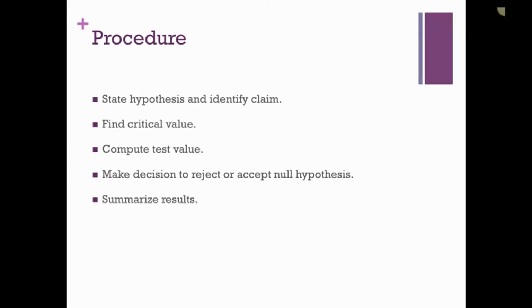So here's your procedure, a little bit simpler. The first thing you've got to do is state your hypothesis and identify your claim for the median of your population. Then you find your critical value, compute your test value, and compare these two numbers to make the decision about your null hypothesis, whether you're going to reject your null hypothesis or accept your null hypothesis. And then take all this information and summarize it into the results statement for your research question.